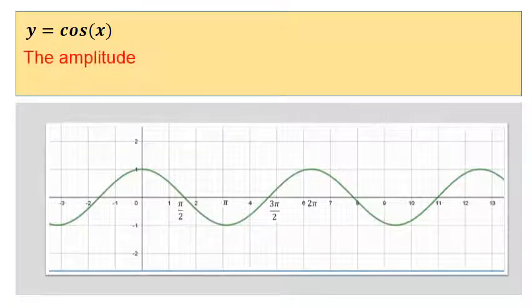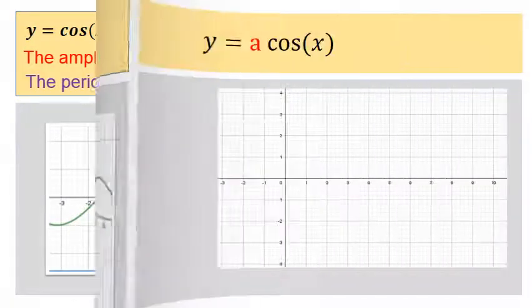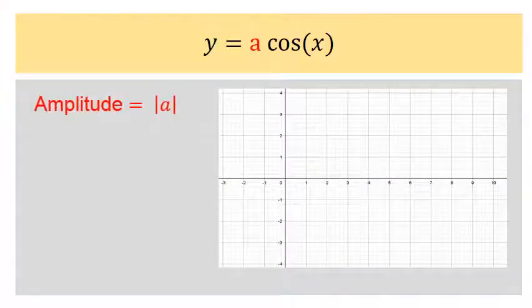The amplitude of the graph of y equals cosine x is the amount by which it varies above and below the x-axis. The period of a cosine function is the length of the shortest interval on the x-axis over which the graph repeats. Amplitude equals absolute value of a.